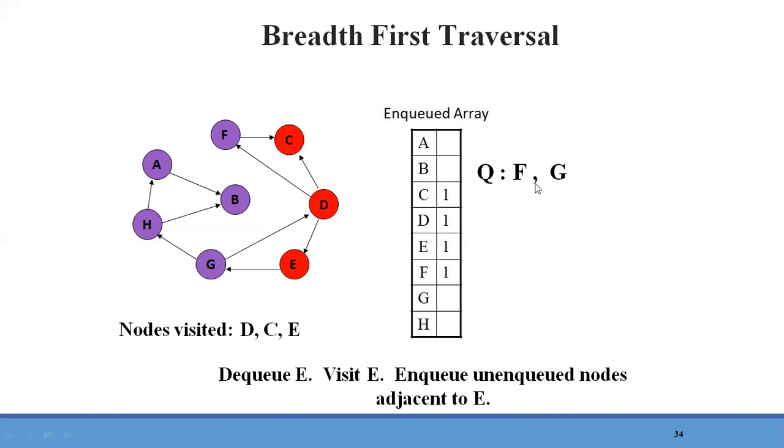Now next, front element in the queue is element F. So next node which we will be visiting is node F.